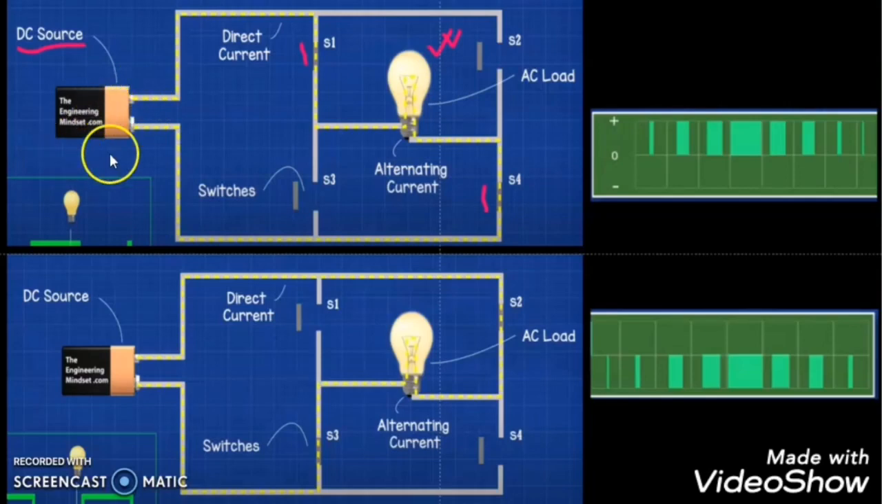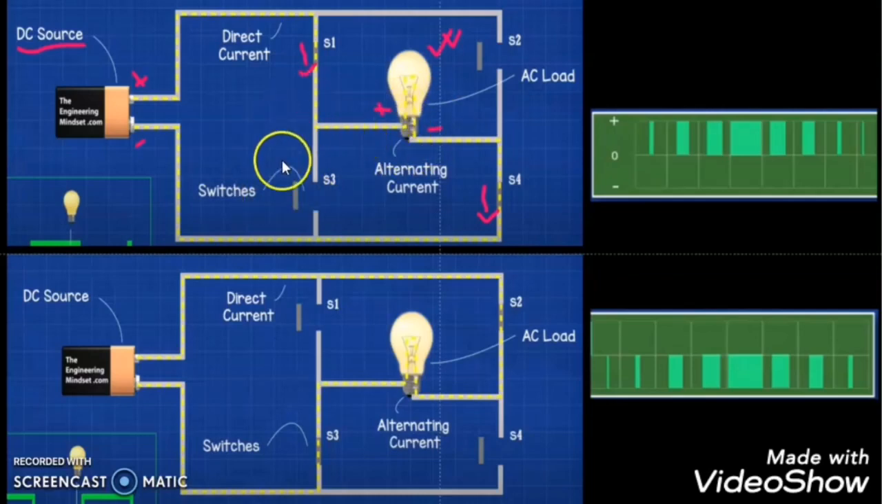We will supply the DC source through this battery, and we will keep this switch and this switch on, and this switch and this switch in off condition. So what will happen? This is the positive terminal and this is the negative terminal. Then the current will start flowing from here and return back to the source. So this point will be positive and this point will be negative for the load.